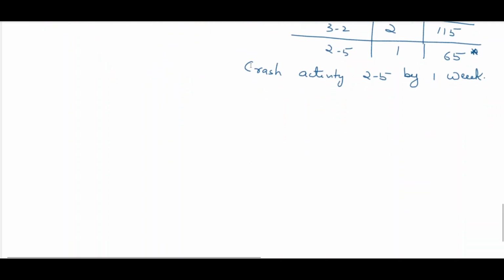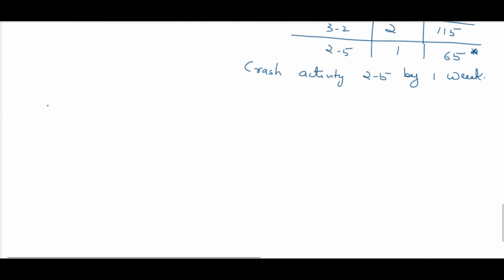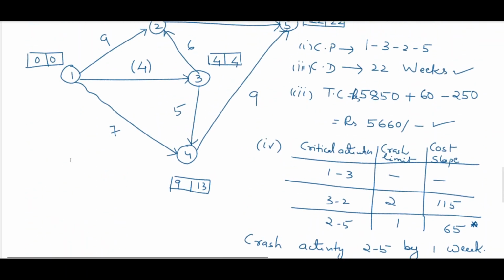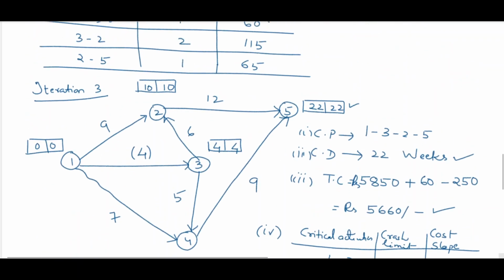Now we will go for iteration 4. Iteration 3 we have already done. Now iteration 4. In iteration 4 everything remains the same. Activity 2 5, what is the duration of activity 2 5? It is 12. We will reduce by 1 week, so it will be now 11 weeks. All other timing remains the same.